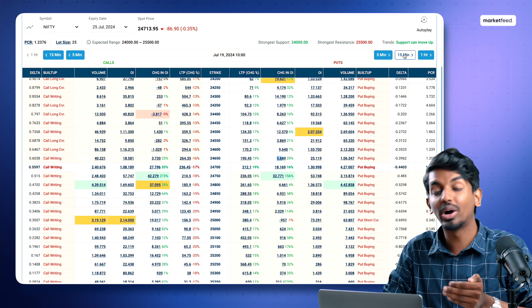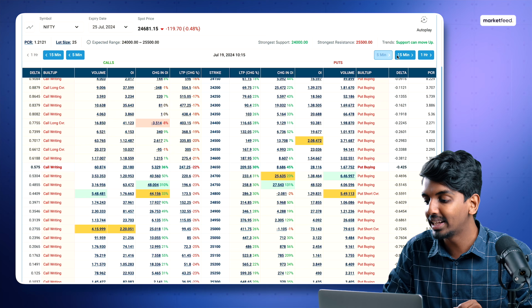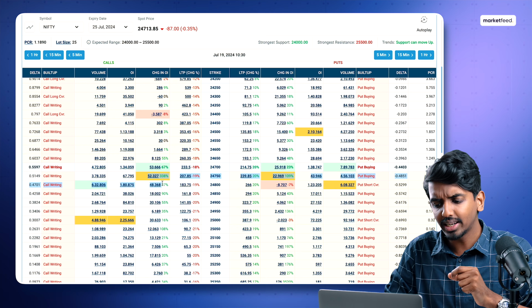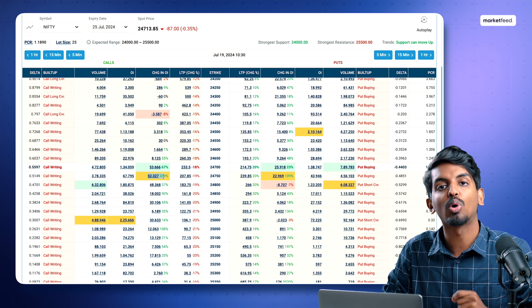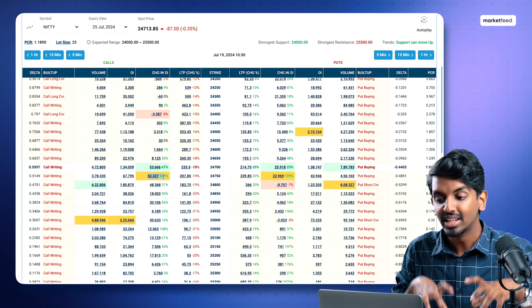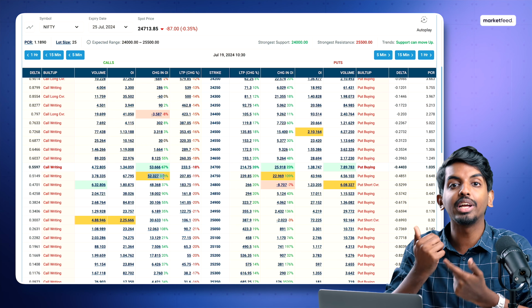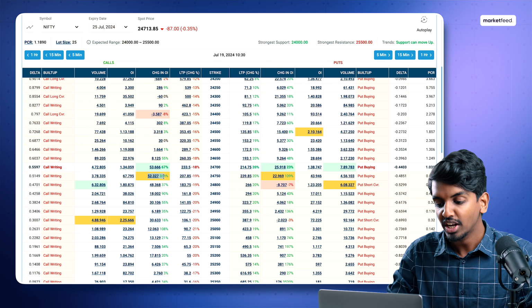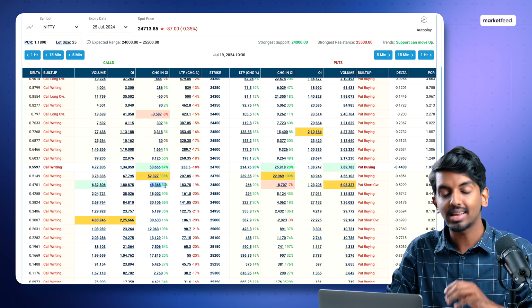So again, we move ahead another 30 minutes to 10:30 here. You can see that July 19th, 10:30. So you can see that consistently there are much more call sellers in the market today, right? Change in OI is nothing but how many call contracts or put contracts got added in the day today. So you can see that there are much more call sellers active in the market.